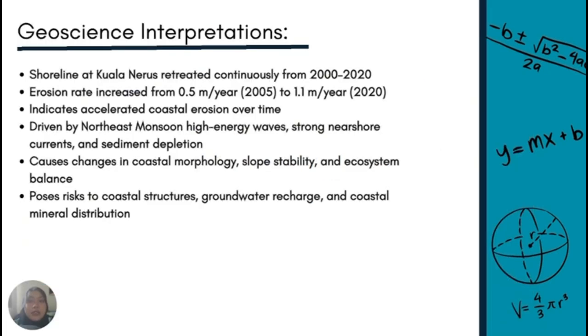Based on the geoscience interpretation, the shoreline at Kuala Nerus has retreated continuously from the year 2000 until 2020. The erosion rate increased from 0.5 meters per year in 2005 to 1.1 meters per year in 2020. This shows that coastal erosion in this area has accelerated over time. In conclusion, this case study demonstrates how derivatives can be effectively applied in geoscience to analyze real-world environmental problems.